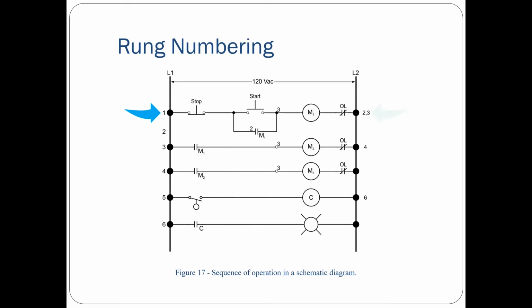What those numbers represent is that if there is a coil in the line of that schematic, the numbers on the right-hand side tell you where the contacts for that coil can be found. For example, on line 1, we have coil M1. So on the right-hand side, we see the numbers 2 and 3. That means M1 has a contact in line 2 and another contact in line 3.